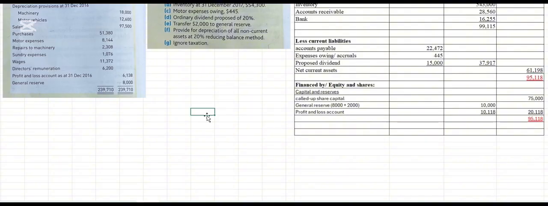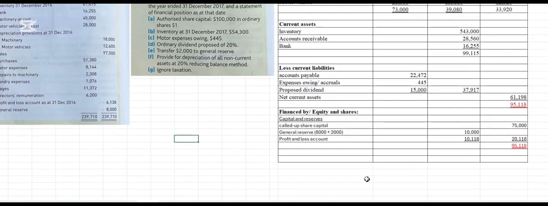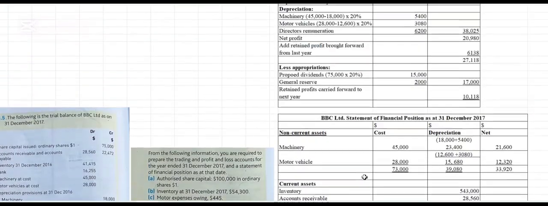And that is how you do a trading profit and loss account, by extension the appropriation aspect, as well as a statement of financial position for company accounts.